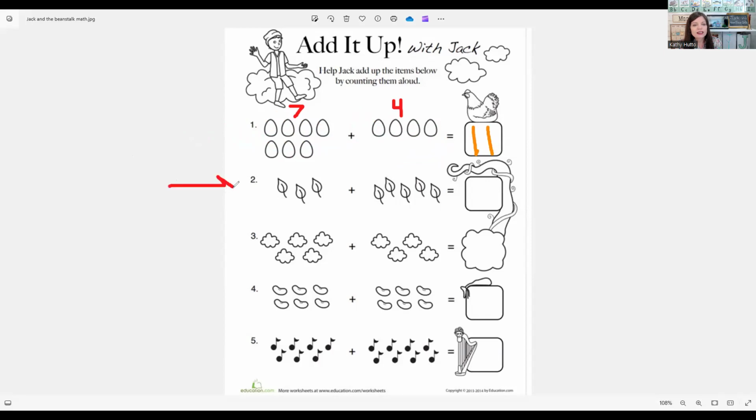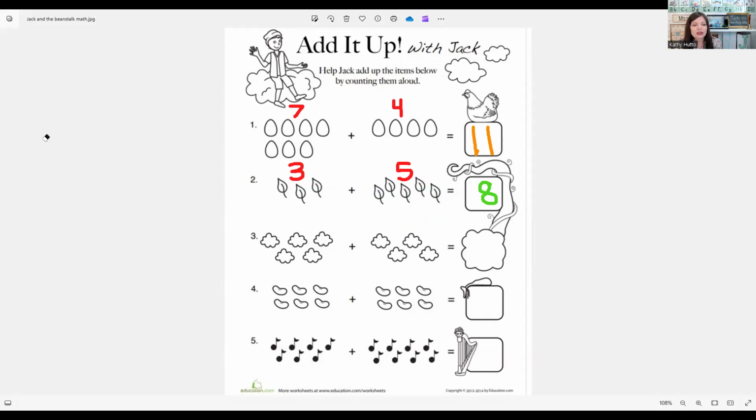All right, let's do the next one. Jack will climb the beanstalk. He will see leaves on the beanstalk. 3 over here and 5 over here. What is 3 plus 5? Let's count all the leaves. 1, 2, 3, 4, 5, 6, 7, 8. 3 plus 5 equals 8.